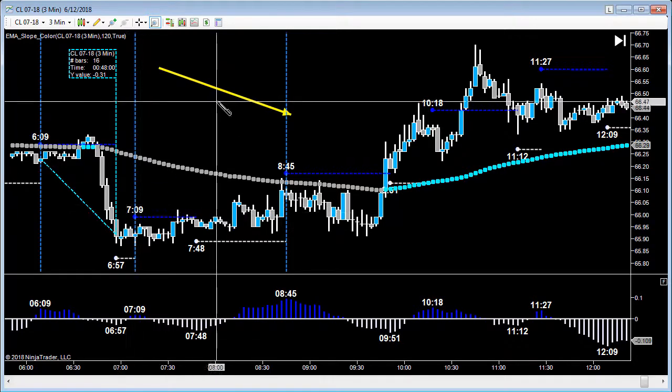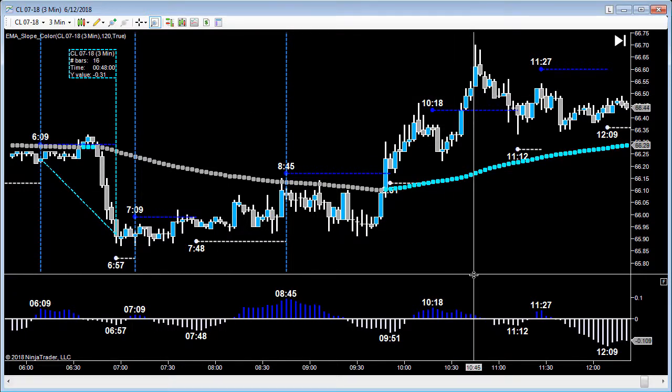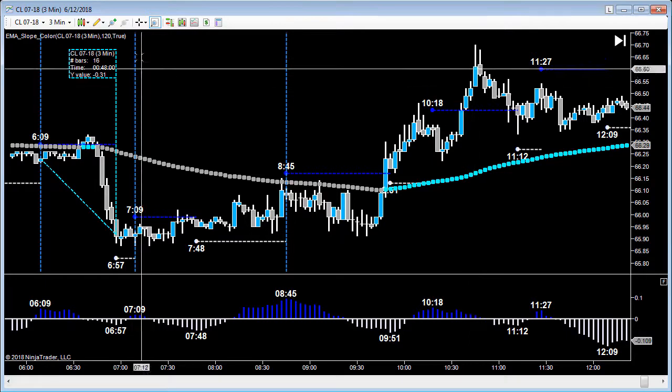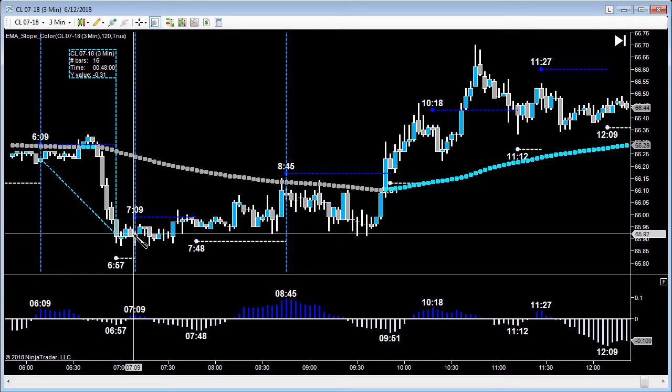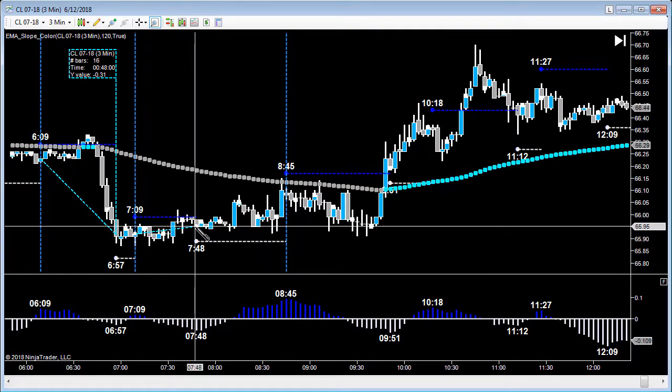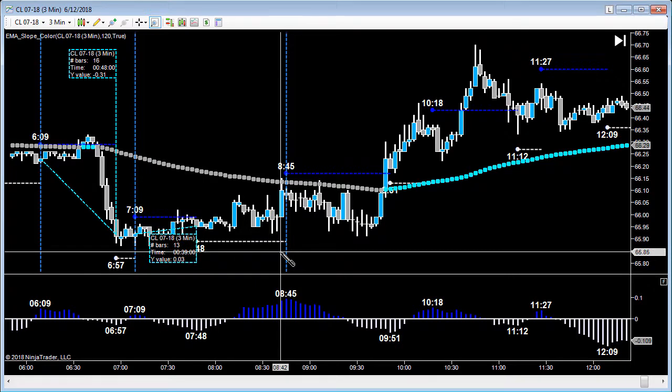It's sort of like knowing that when the plane leaves the airport, you're going to arrive at your destination 2 hours, 3 hours, 3.5 hours after you take off. No other software can tell you that. And in some instances, like the 7:09 signal, you don't necessarily finish better than you started. In this case, by 7:48, you were actually 3 ticks in the hole.